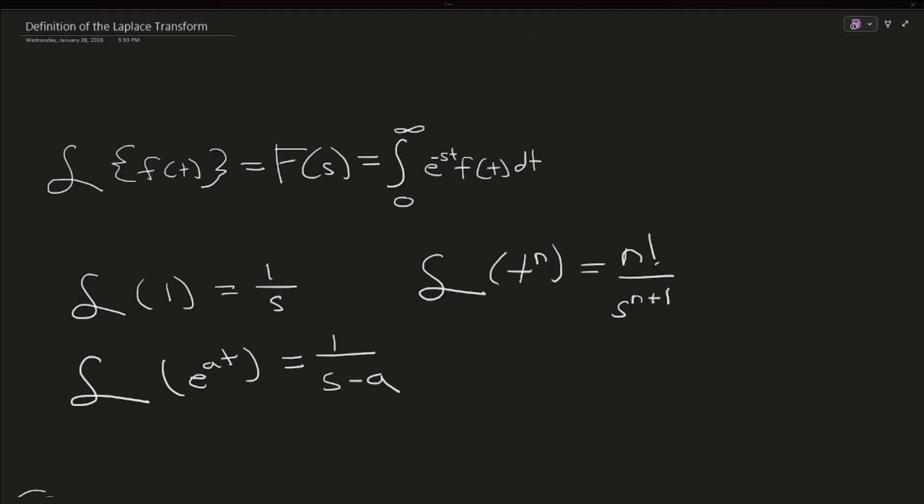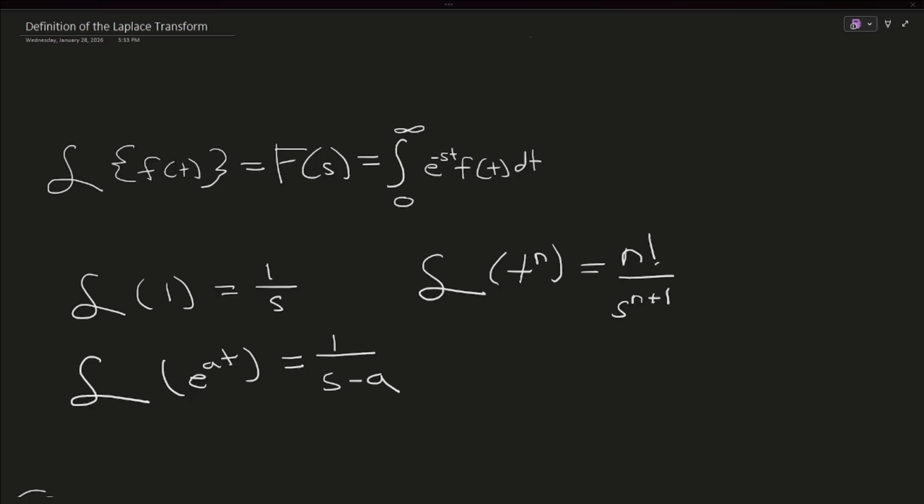When we take the Laplace transform of a function f of t, we get capital F of s. Okay, the input of our function changes, and we get the integral from 0 to infinity of e to the negative st f of t dt. And this is the standard definition of the Laplace transform. So this formula, e to the negative st f of t dt, is important.